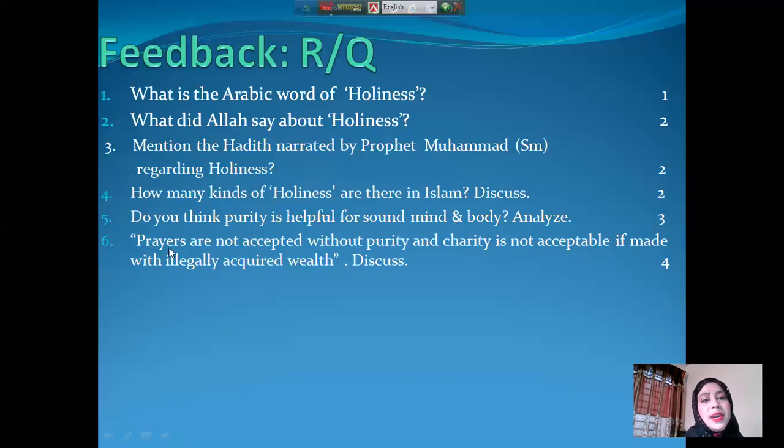Okay, then the last question: prayers are not accepted without purity, and charity is not acceptable if made with illegally acquired wealth. Discuss. Number 4. And for a 4 number question, you have to make 4 paras, and here also try to add some quotations from Quran or Hadith if you want to get a good mark. And here also try to add something from your own, show your creativity if you want to get a good mark. But it is a very boring thing that some students are writing just lots of lines again and again. Sometimes they are just copying some lines from the previous question, but that is not adjustable with the last question answer. That means a higher order question answer, which carries 4 marks. So please avoid this, otherwise you will not get a good mark.